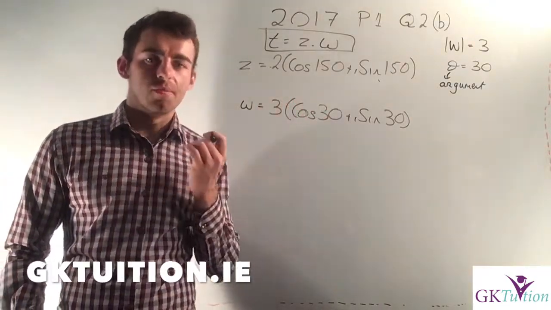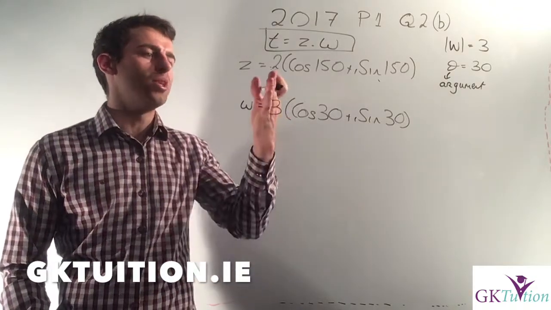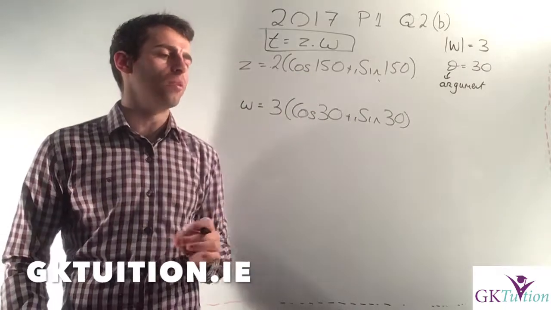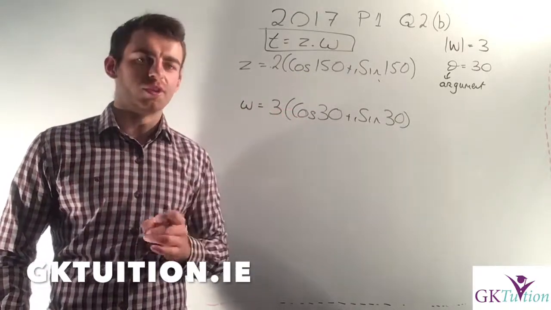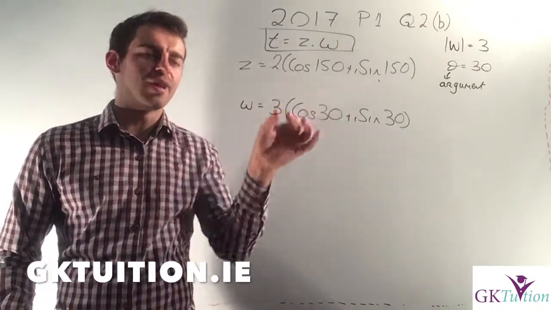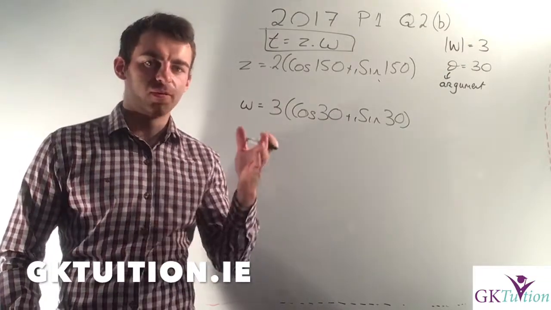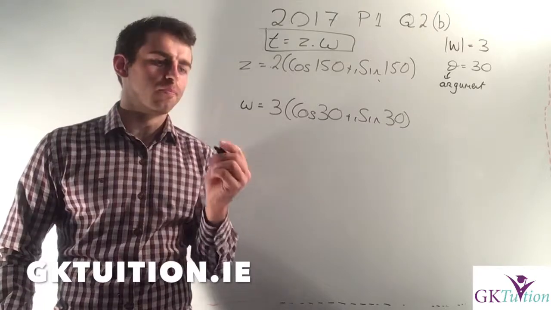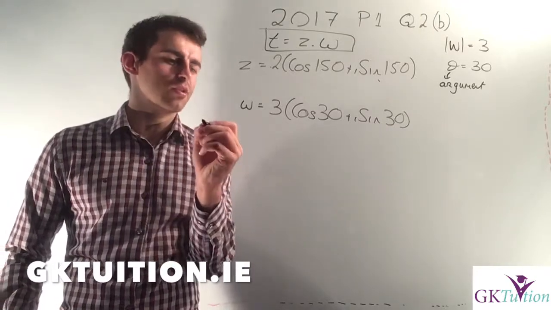Probably the thing that would come into most students' heads in this case would be to multiply it out. You multiply 2 by cos 150 and 2 by sine 150, and the same with your w. Basically get z in rectangular form and w in rectangular form and then multiply them by each other. If you do that you'll get the right answer, but there's a much easier way of doing this question.